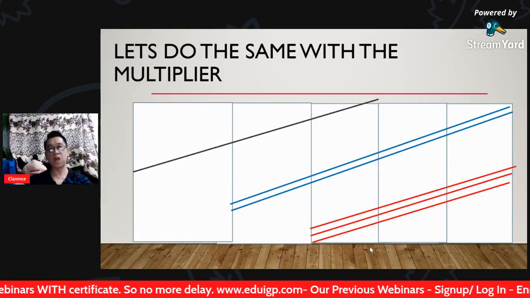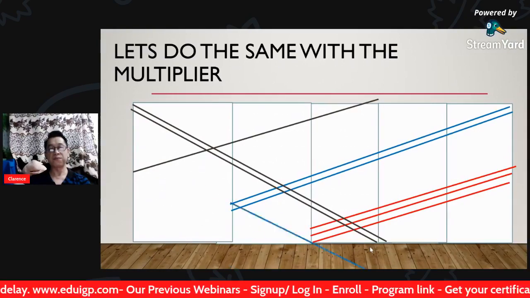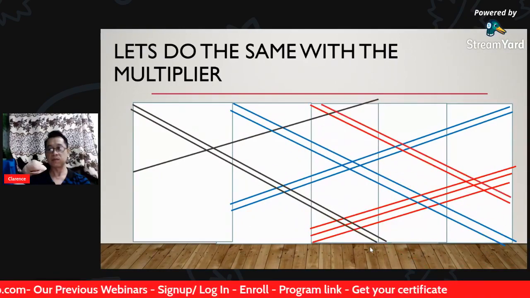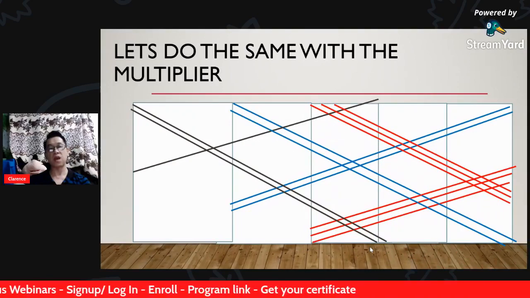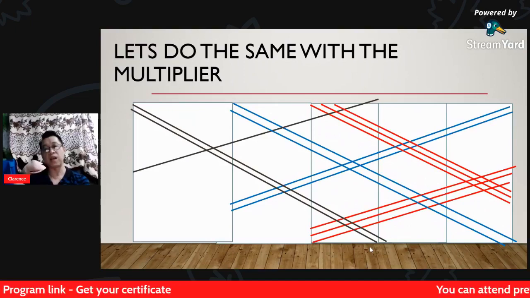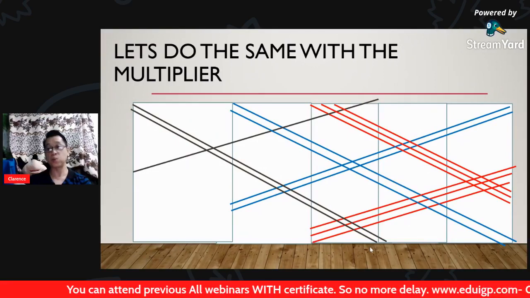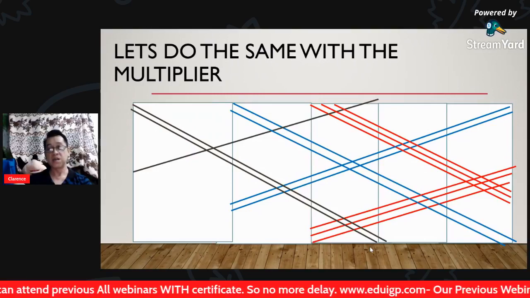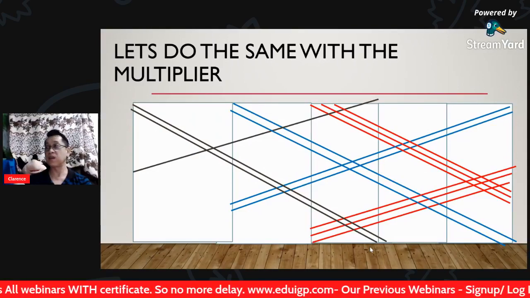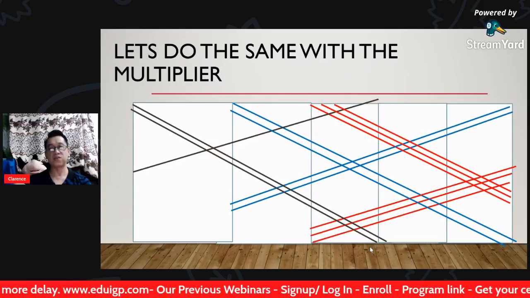Okay, let's do the same with our multiplier. So we have 223. So for our 200, it is represented by the black lines. We have two black lines. And then for our 20, represented by two blue lines. For our 3 ones, represented by three red lines.